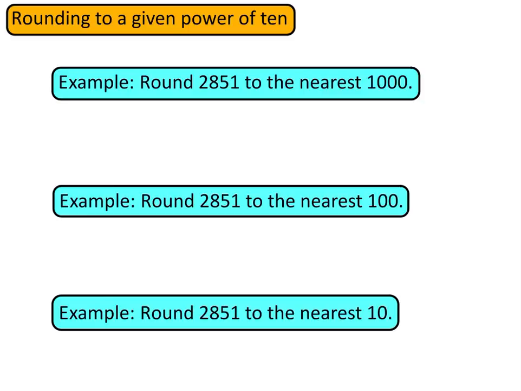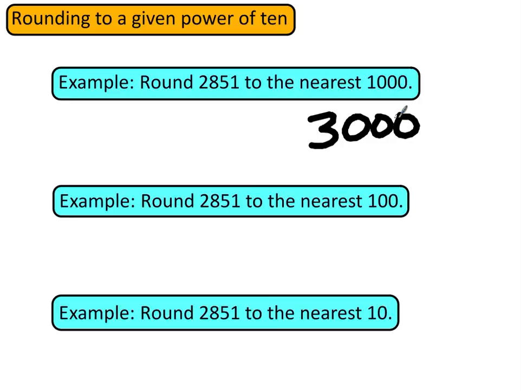Now, if we look at the first example, 2,851, what you're really asking yourself is it closer to 2,000 or is it closer to 3,000? And of course the answer is 3,000. Now I wouldn't go into any more detail than that.